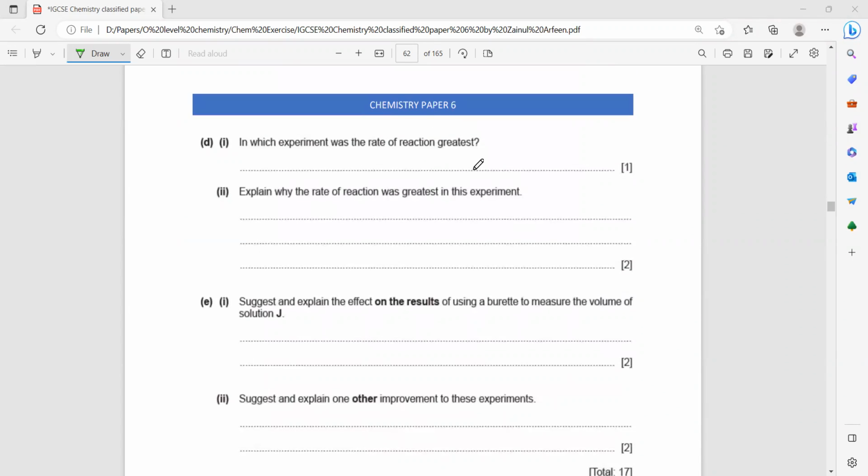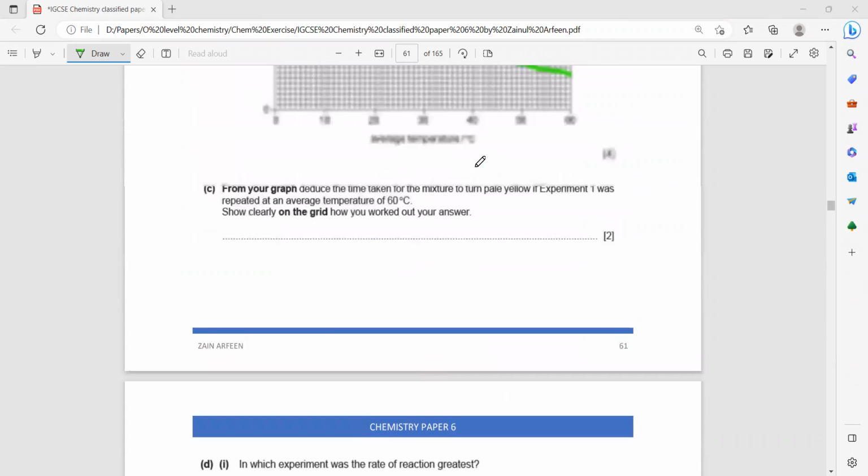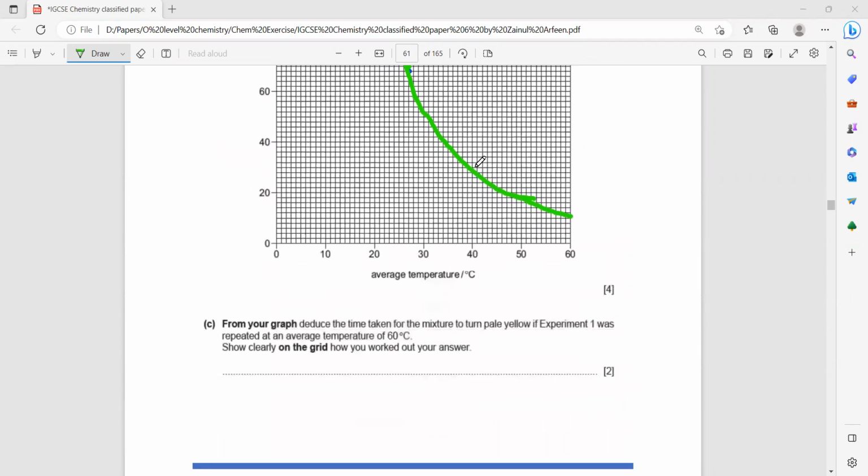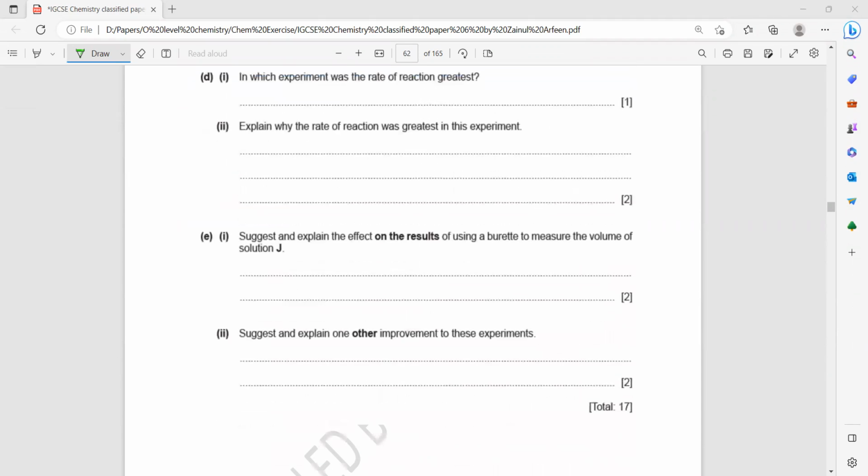Then in which experiment was the rate greatest? So in which experiment was the reaction faster? Experiment 1, 2, 3, or 4? It's 4, because it took less time. So it took a shorter time as compared to any other. So we'll write 4. Then why was the rate of reaction greatest in this experiment? Why in experiment 4 was the reaction fast?